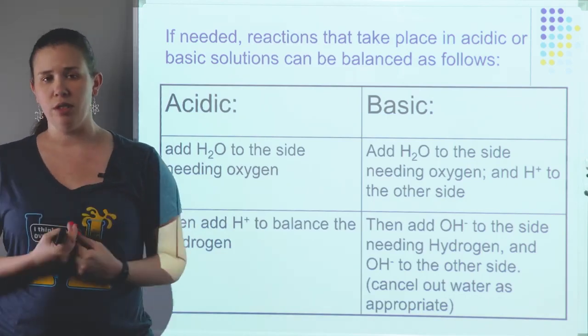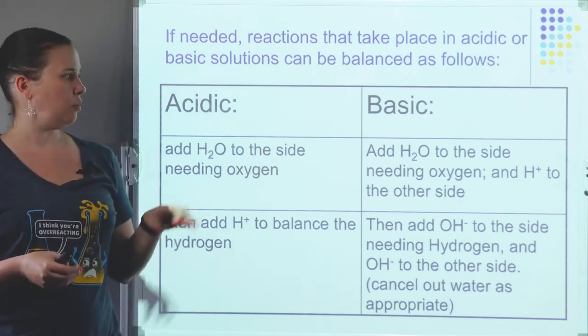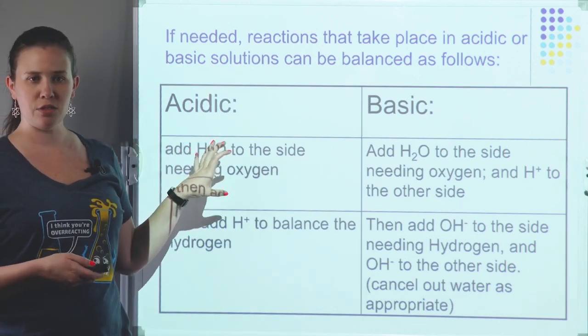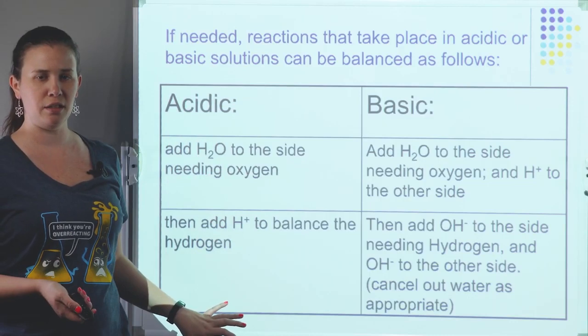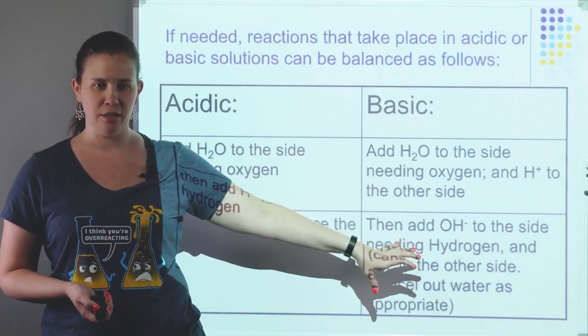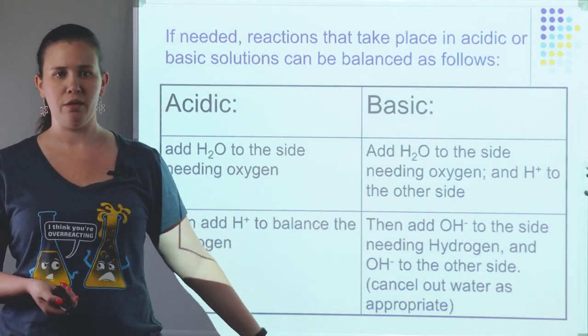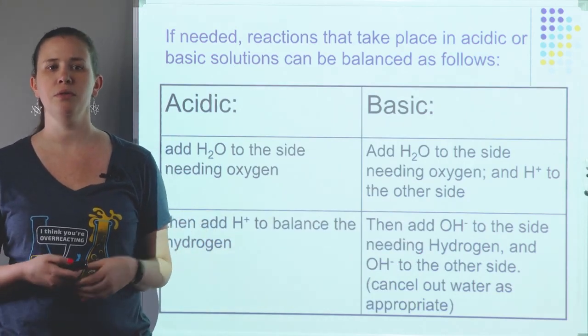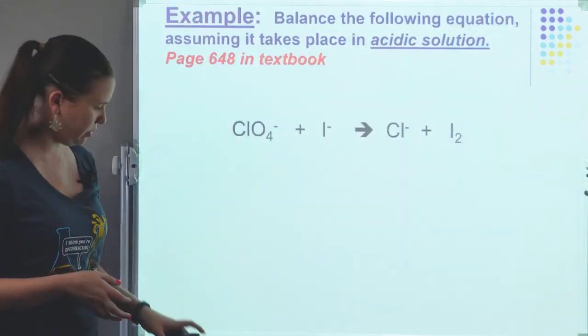We want our solution to end up being basic. So water to the side with less oxygen, hydrogen to the other side, and then if and only if it's basic, hydroxides to both sides. But then we want to make sure we watch out for the water canceling. So let's walk through an example where we're doing something like this.